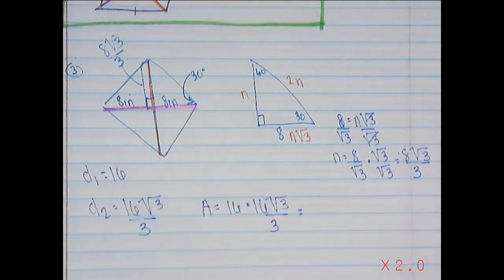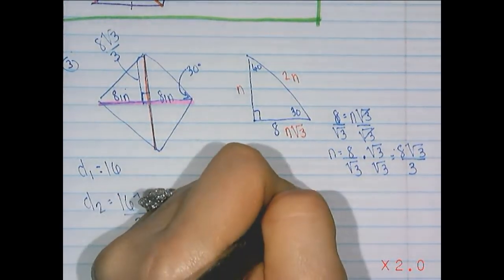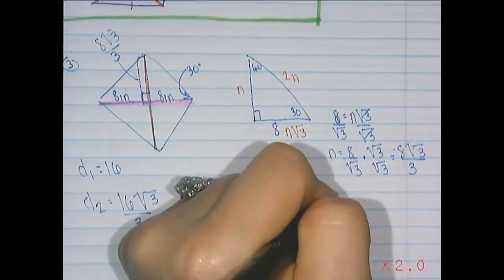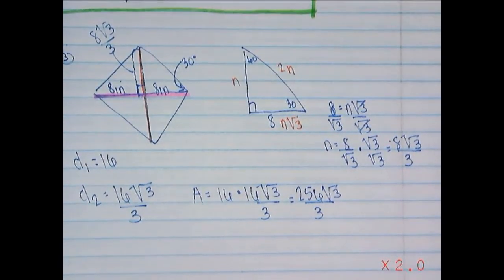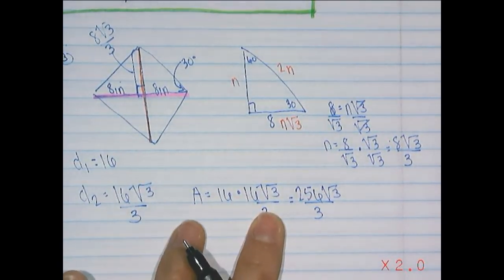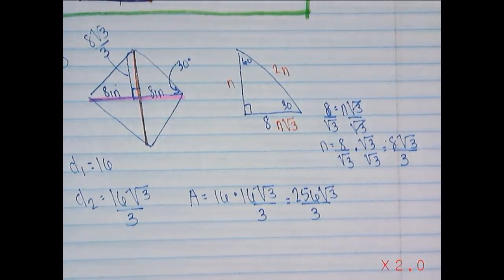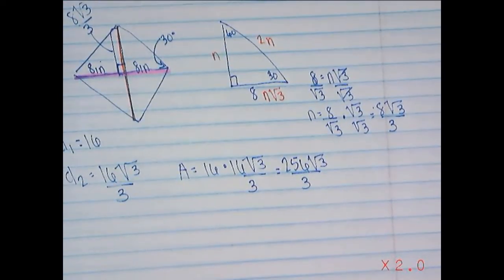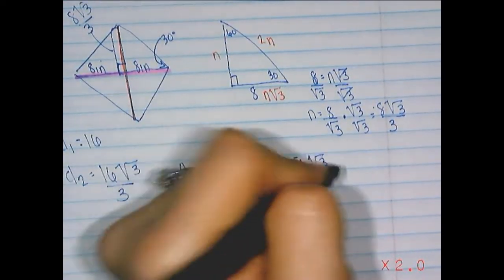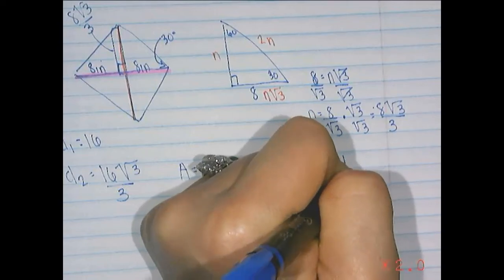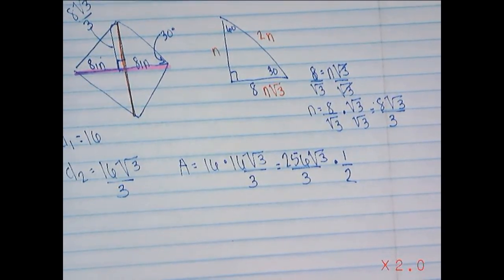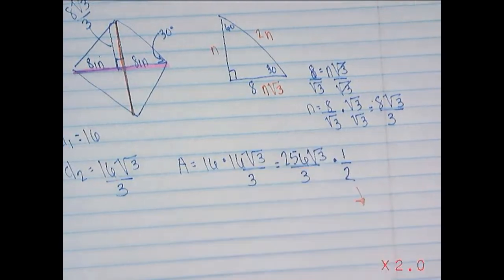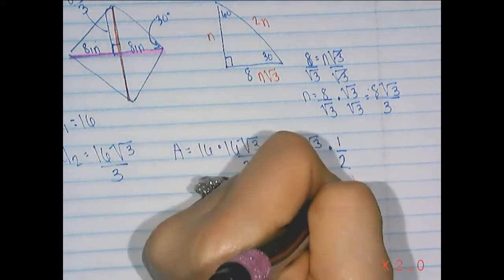All right, that's going to be 256 rad 3 over 3. So this is diagonal 1 times diagonal 2. And now I need to divide it by 2. Dividing it by 2 is the same as multiplying it by what? Yes, so I'm going to multiply this by 1/2. Multiplying it by 1/2 is the same as dividing by 2.